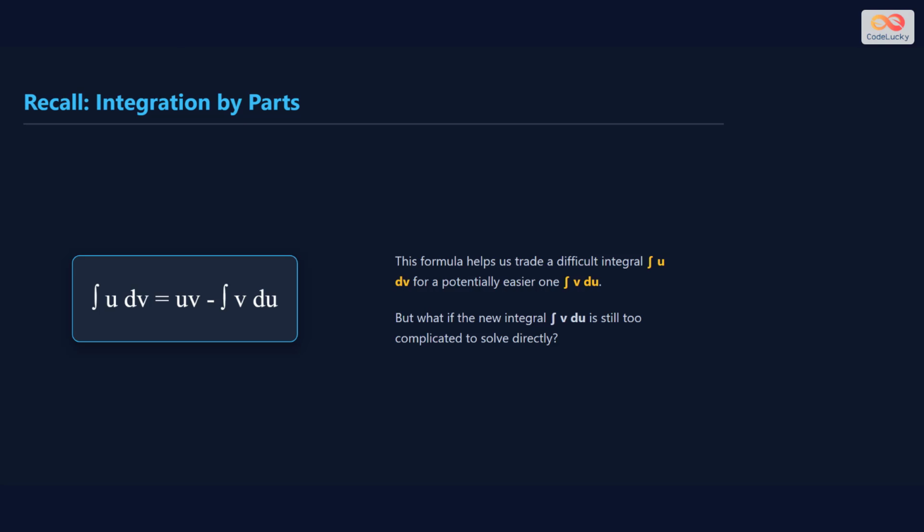First, let's briefly recall the fundamental formula. The integral of u dv equals u times v, minus the integral of v du. This tool allows us to exchange a difficult integral for a potentially easier one. But the key question is, what happens if the new integral is still difficult?